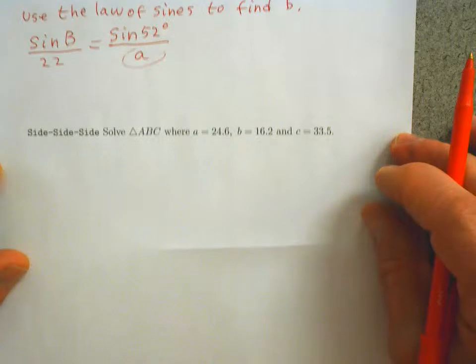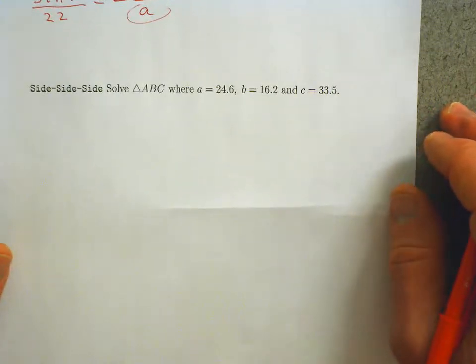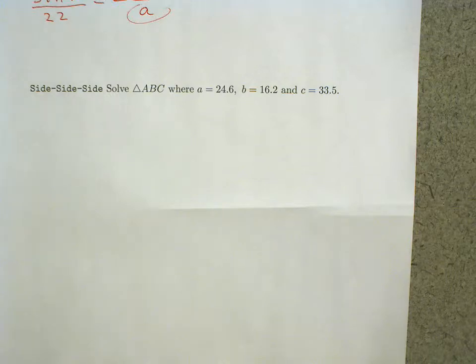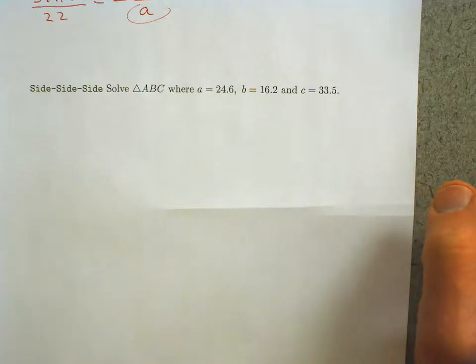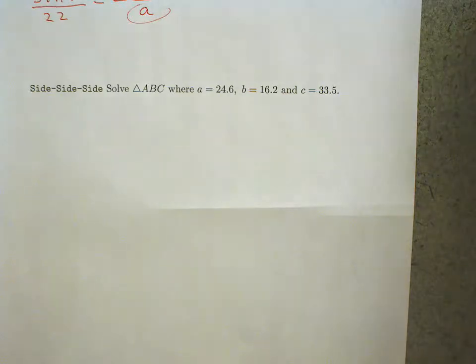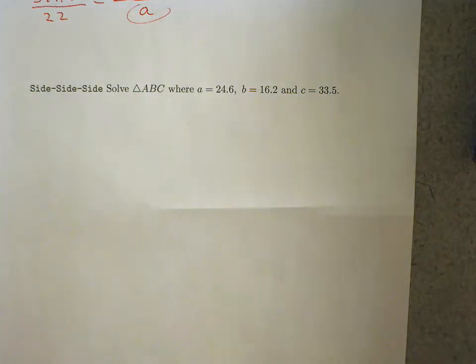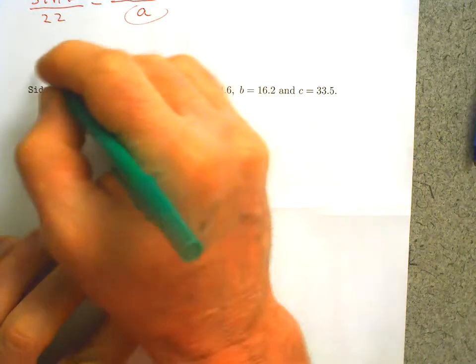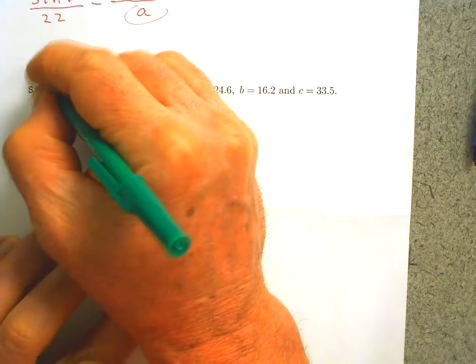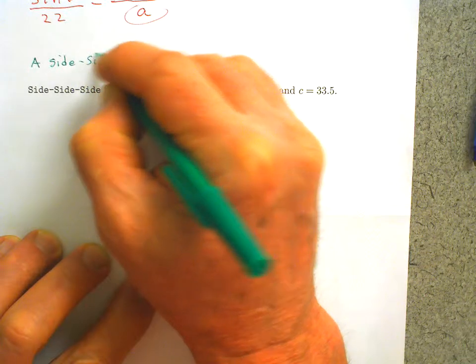Okay, the next example, solve the triangle. This is a side, side, side. So all three sides are given. I'll just mention a side, side, side triangle that doesn't exist. If you ever have a side, side, side triangle that doesn't exist, what would that mean?